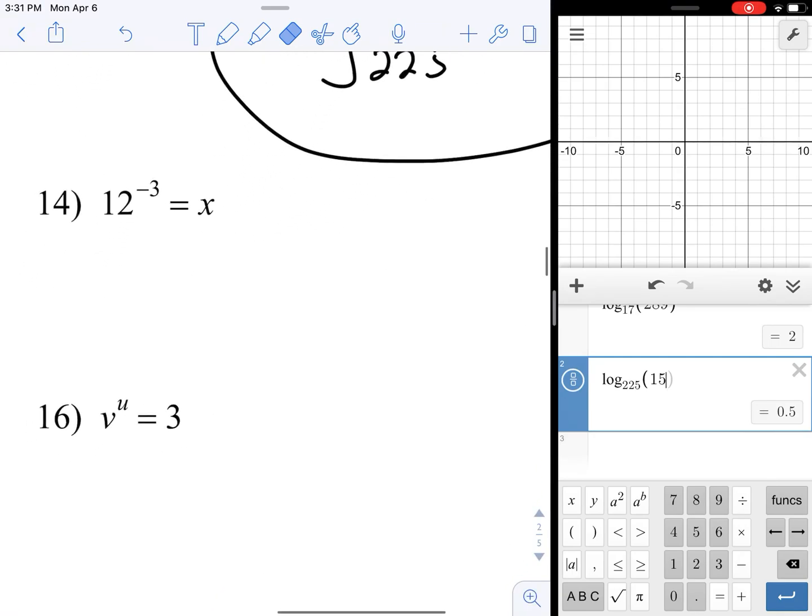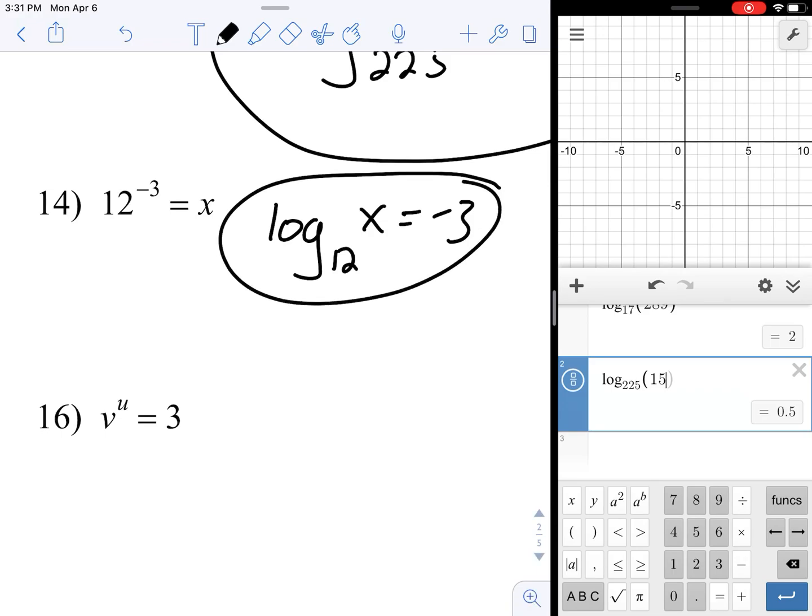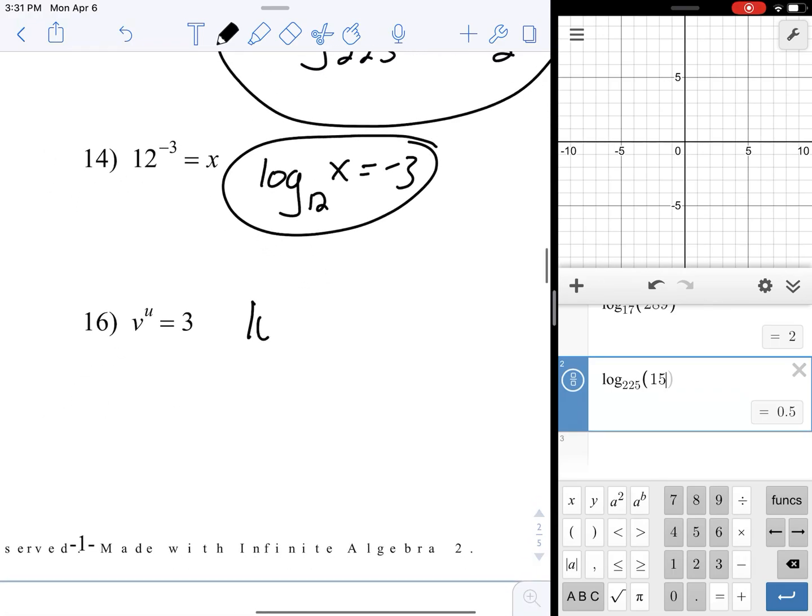Number 14. So start with log. Which one of these three things is the base in that exponential equation? It is 12. What of the two remaining things is the argument? Argument starts with A. This is the answer. That starts with A right there. And then the other side of the equal sign, -3. And number 16. Log. The base is v. The answer is 3. The argument is u.